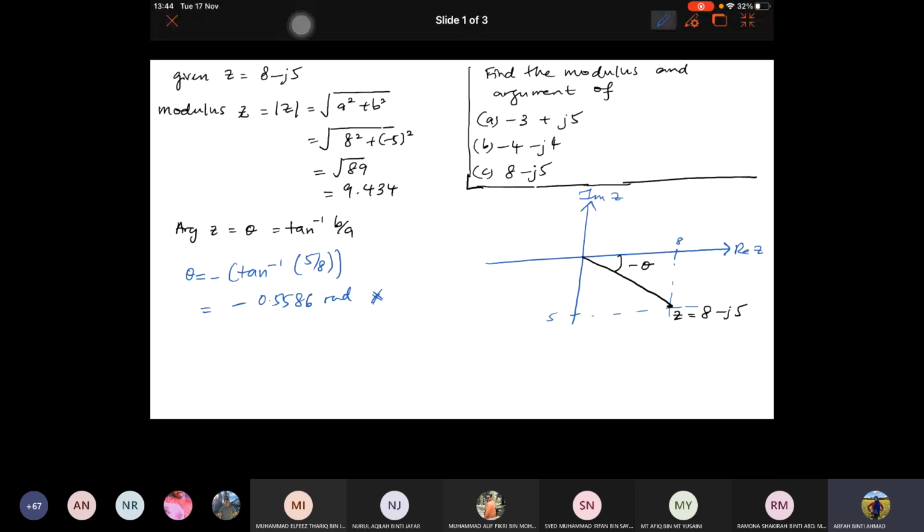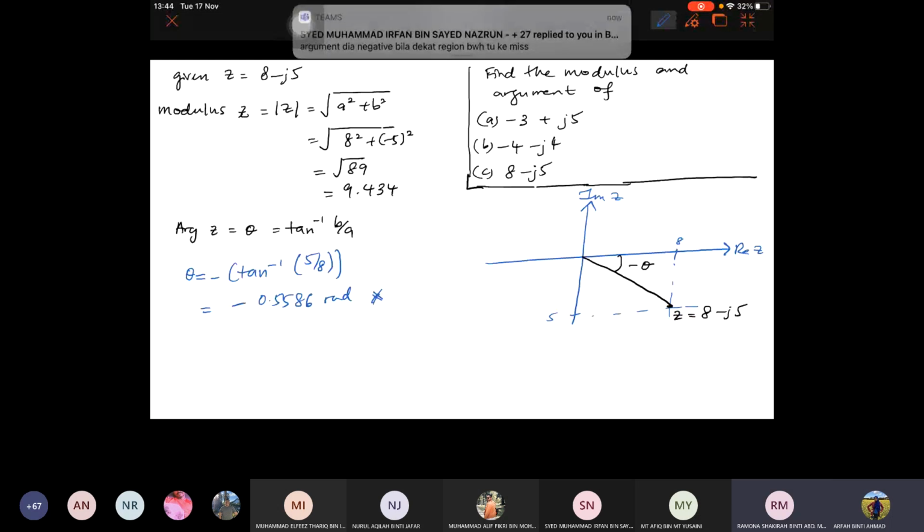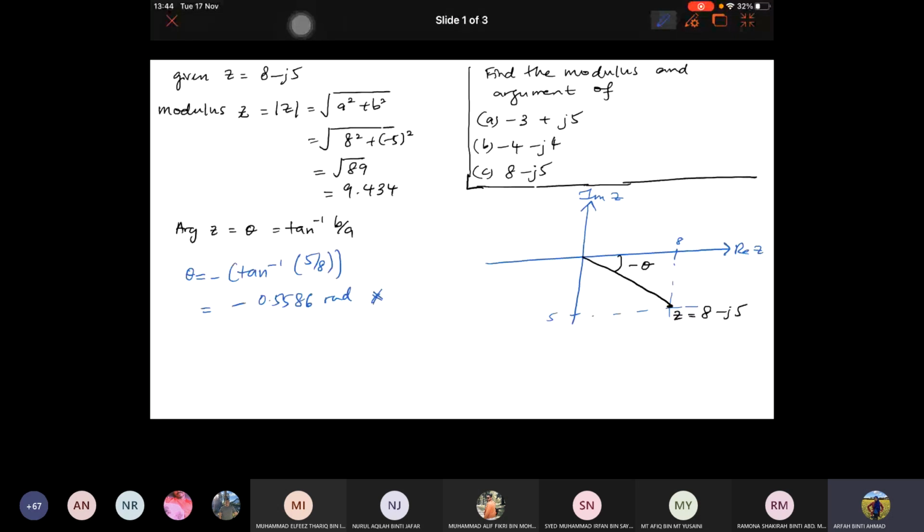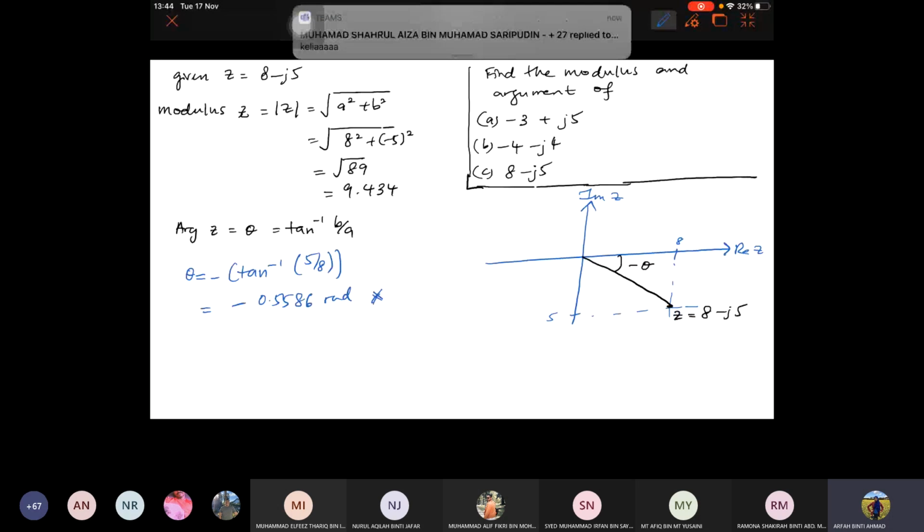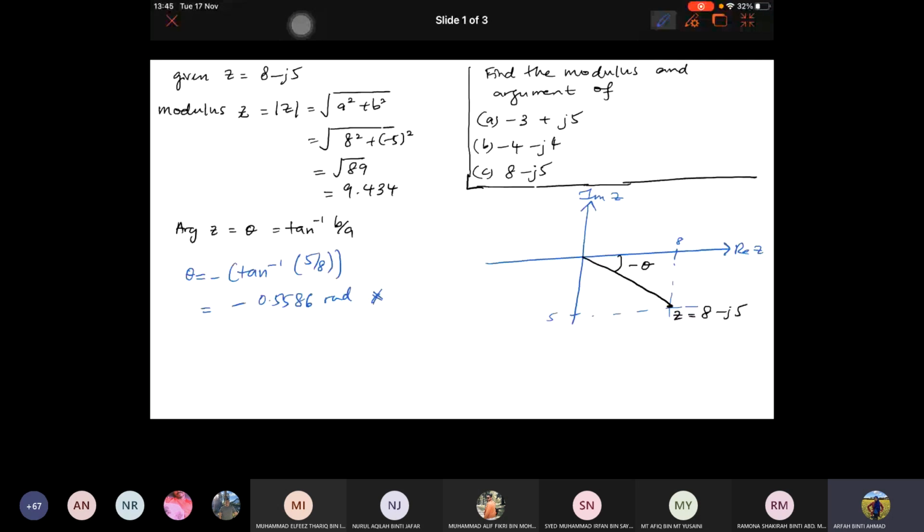Okay, dapat semua? Clear or not this chapter? Dah pukul 4:45. Okay. Argument dia negatif bila dekat region bawah tu ke Miss? Yap, betul. Awak boleh refer dekat slide saya nombor, sekejap slide pun tak ada nombor. Ada. Slide nombor 20. Okay. Refer slide nombor 20, dekat situ ada dia letak rajah dan dekat mana dia punya location bagi setiap Z yang berkaitan. Okay, slide nombor 20.